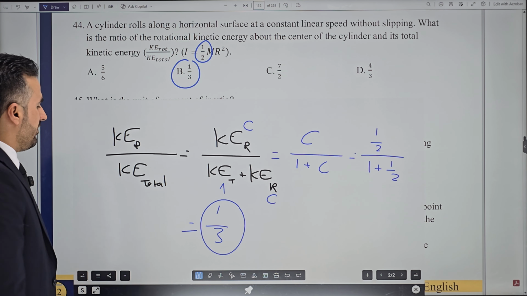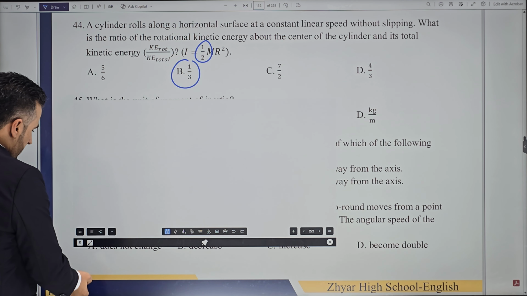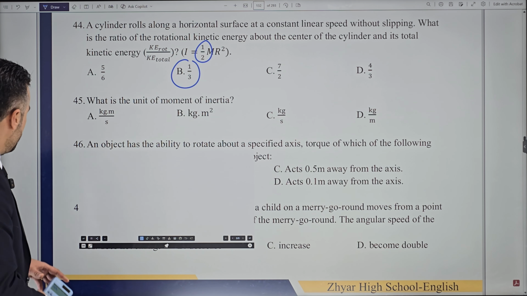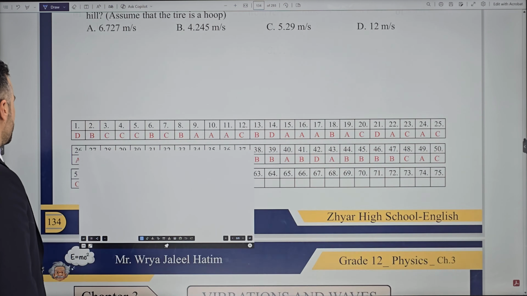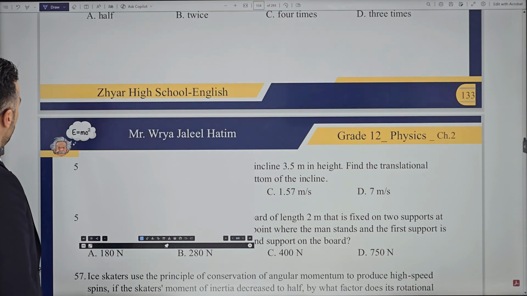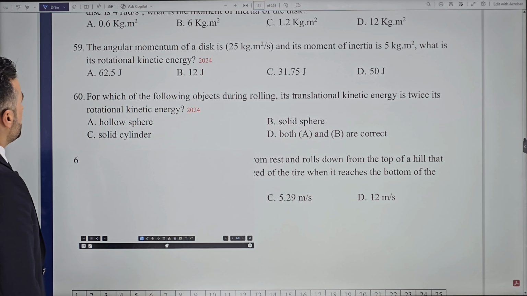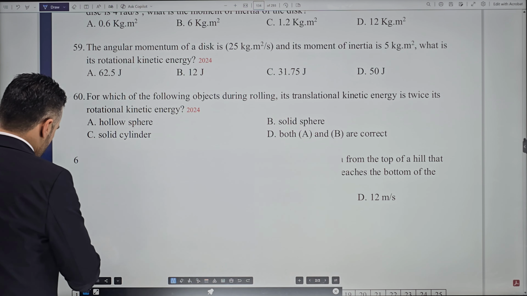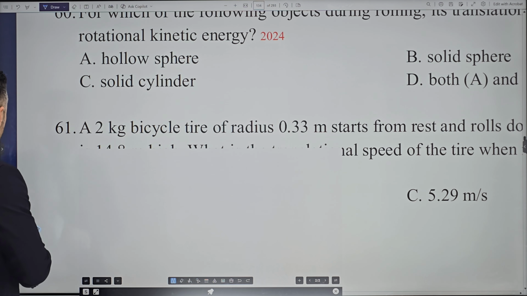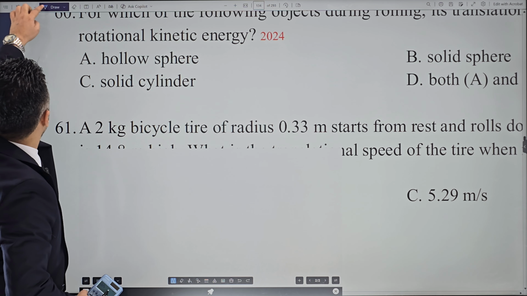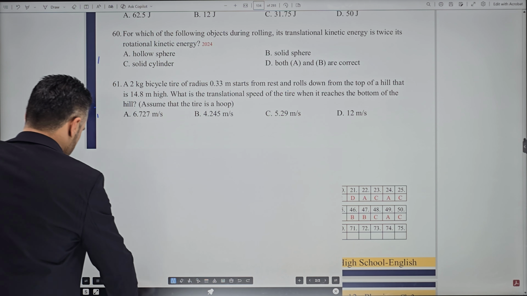But what if this is not given? Something like question number 60. Let's go to 60. Which is also a very interesting question here. Question 60 says, for which of the following objects, this one you have to try to use different shapes at this point. Okay, here's question number 60.